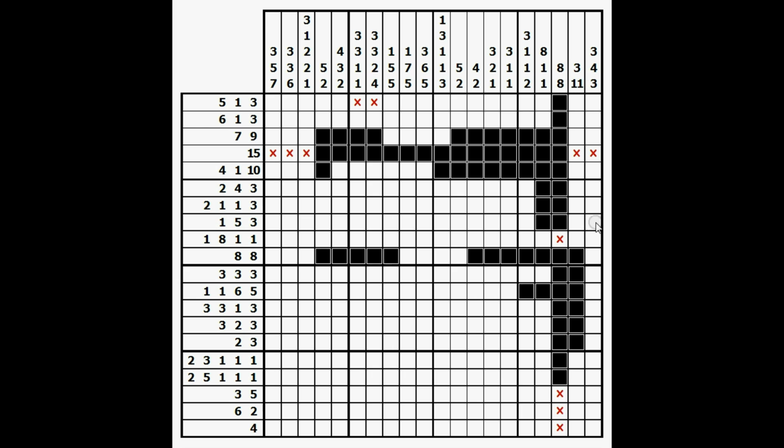But here going across with a 3, there's 3. 1, 2, 3 won't fit over here. So 1, 2, 3, that has to be an X. Same thing here. 3 won't fit. 1, 2, 3, that has to be an X. Same reason here. This has to be an X.